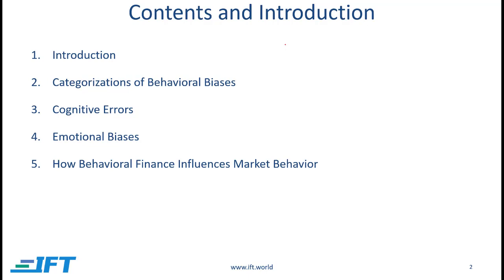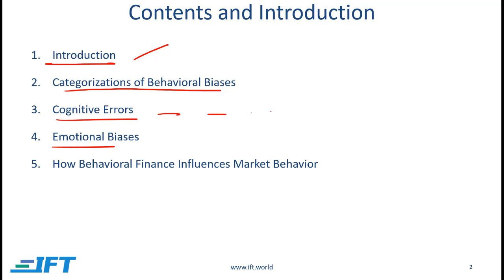So in this reading, or in this set of lectures, you are going to get a sense for behavioral biases. The way this reading is organized is as follows. I have already given you the basic introduction. In section 2, we will talk about the high-level categorization of behavioral biases. Broadly speaking, there are two categories or two types of behavioral biases. We can have cognitive errors and emotional biases. Cognitive errors refer to errors that are related to the thought process, whereas emotional biases are obviously related to emotions.